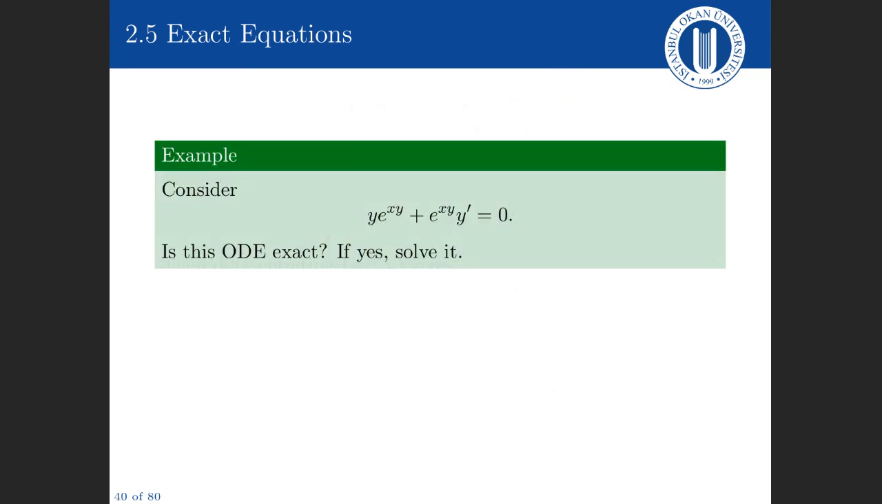Let's do another one. Consider y e to the power xy plus e to the power xy, y prime is equal to 0. Is this equation exact? And if the answer is yes, solve this equation. We write down m and n. M is y e to the power xy, and n is e to the power xy. And we differentiate these functions. M y is e to the xy plus x y e to the xy, and n x is y e to the xy.